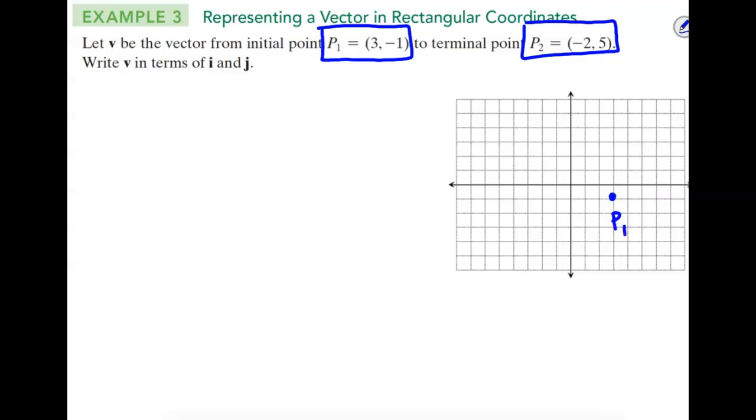And we're going to head to -2, up 5. There's your terminal point, p sub 2. And this vector looks like that. Again, we moved right 3 and down 1 for that first point, and then left 2 and up 5 for that second point. So this is our vector v.